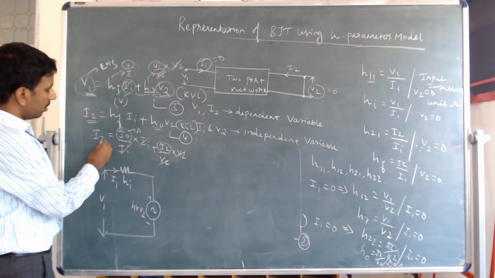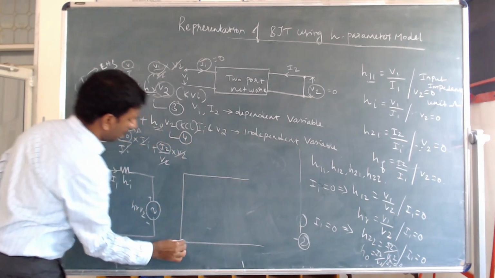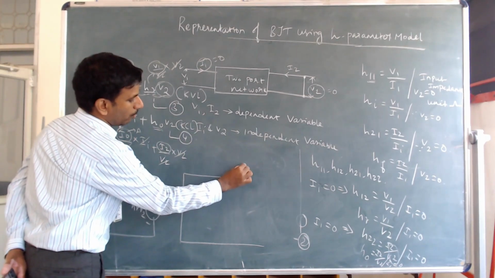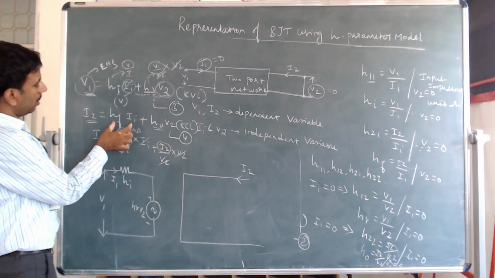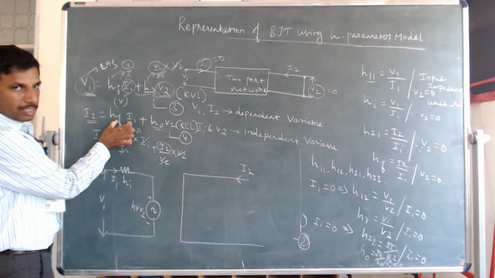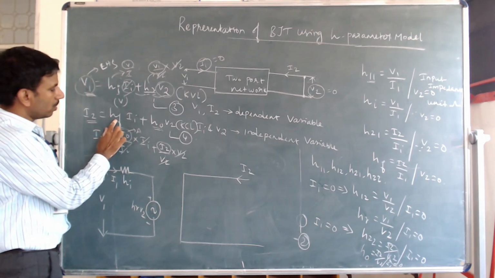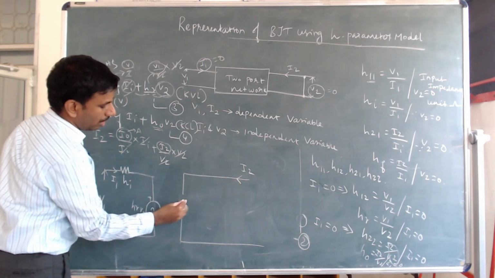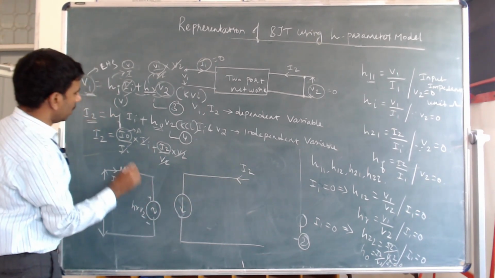we will be getting it like this. The output current is nothing but the addition of two currents. The output current I will be taking as I2. The first term is HF into I1. Here HF indicates the forward current gain. This can be represented by a current source. Here this one is the incoming current, so the branch current should be the outgoing current. So you have to take it like this.